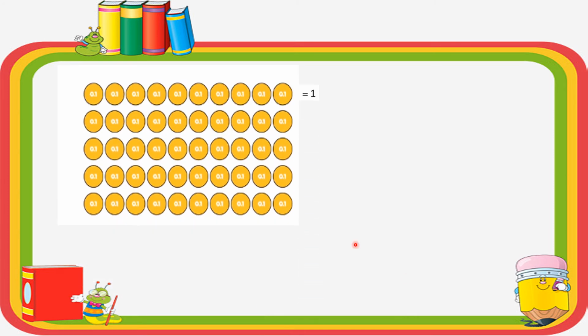So we know that 10 divided by 10 is equal to 1. Now, can you tell me what is the total of these counters we have here? All this has been divided into tens, and all of this 1/10 makes what? 1. 10 out of 10 makes 1. So can you tell me the number of tens we have all together? Pause the video and have a go.